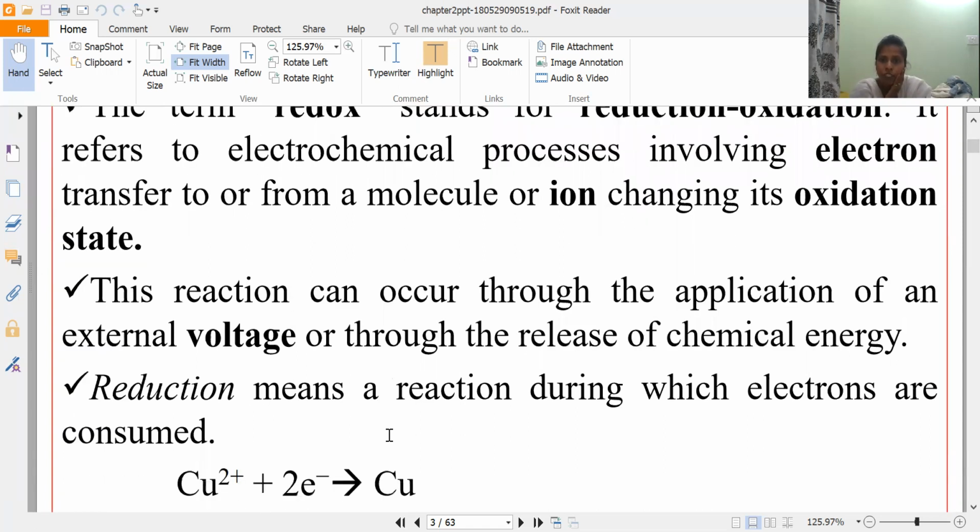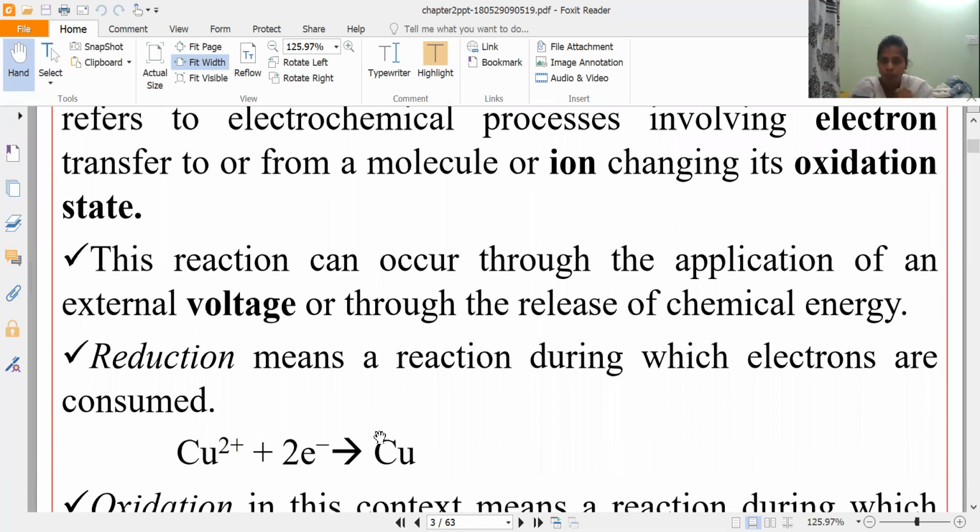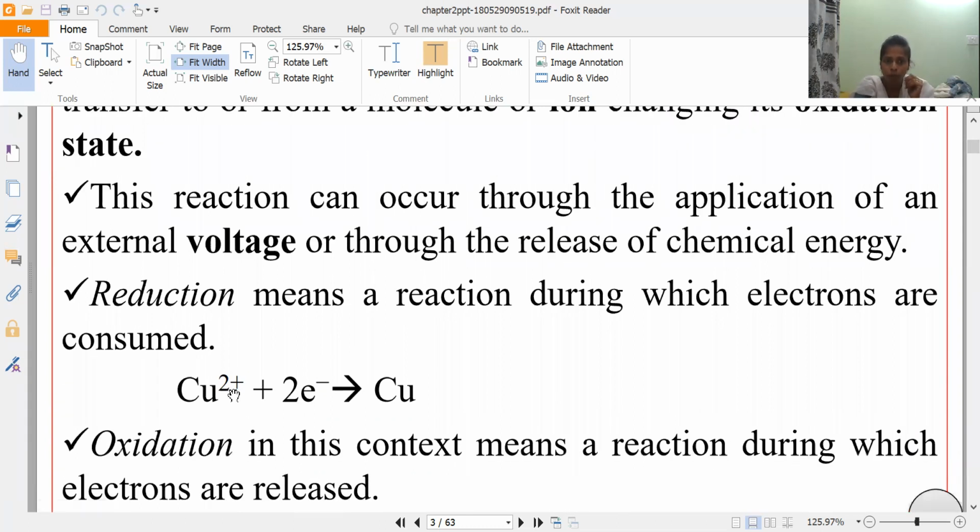Reduction means a reaction during which electrons are consumed. Consuming is nothing but using, adding. For example, let us take copper plus 2. This example I have taken in the previous class also. Here copper plus 2 has a 2 electron deficiency, so it takes 2 electrons to convert to copper. So here electrons are being added, electrons are being consumed. So this is called the reduction reaction.